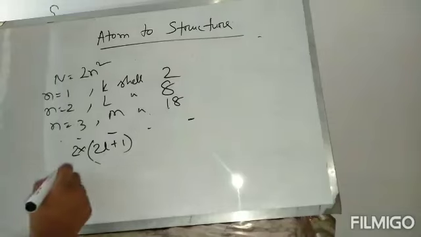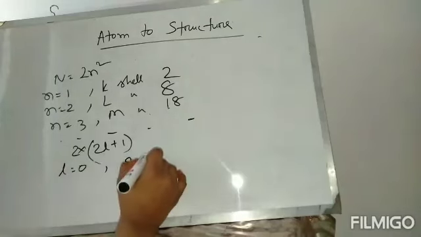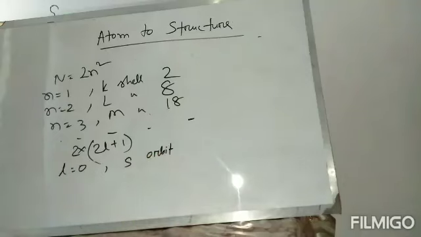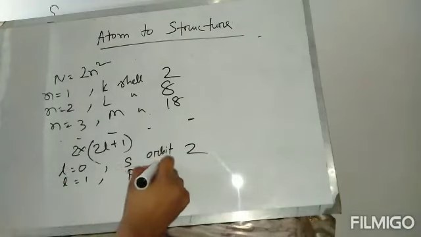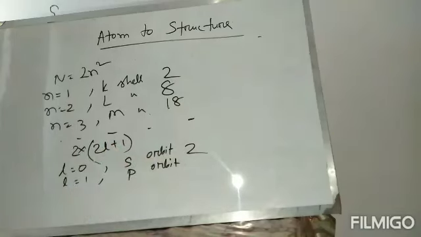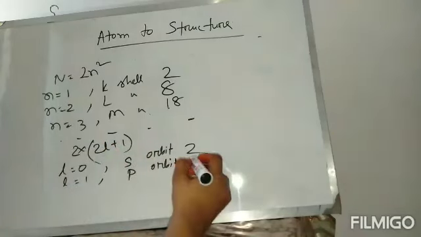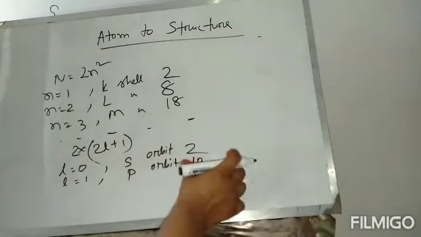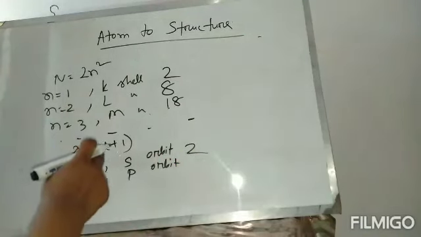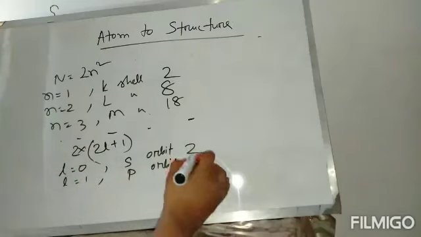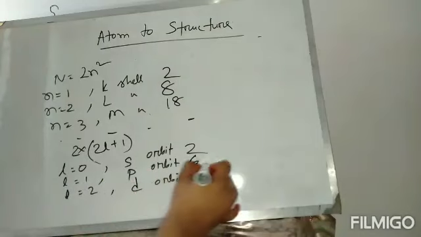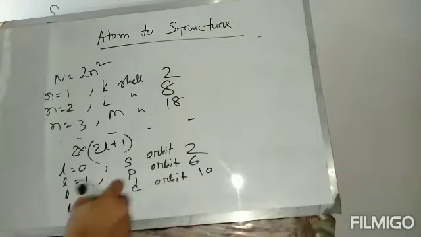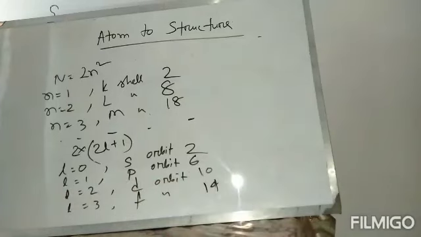So if l equals 0, then the s orbit takes, if we put 0, 2 electrons. If l equals 1, then the p orbit takes, sorry, 2 times 1 is 2, plus 1 is 3, 3 times 2 is 6 electrons. If l equals 2, then the d orbit takes 10 electrons. If l equals 3, then the f orbit takes 14 electrons.